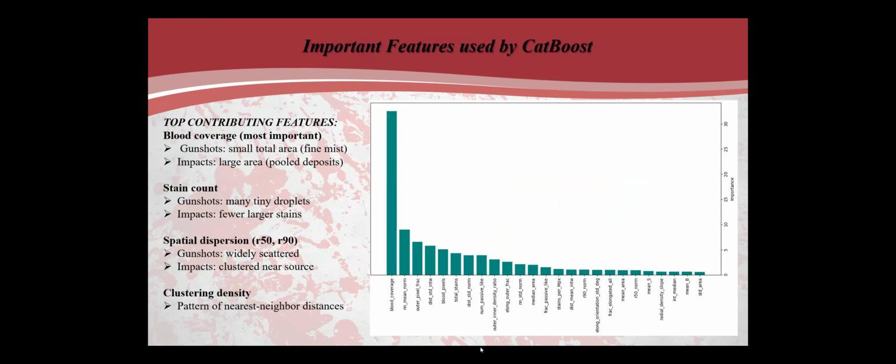So the features which actually matter: the CatBoost model which we used identified the blood coverage as the most important feature, and the other important features included stain count, spatial dispersion metrics like R50 and R90, which show the spread-out pattern, and the clustering density, which captures the spacing between stains. The good thing about these features is that they help us establish that the interpretability of our approach is doable.